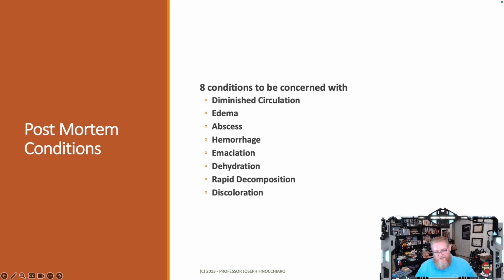injecting what you need to inject to get the decomposition under control. And do not be afraid, if decomposition is only in one part of the body, to use a solution that is appropriate to that part of the body and then use a more generalized solution in the rest of the remains so that you are not creating other issues because you just want to use one fluid.